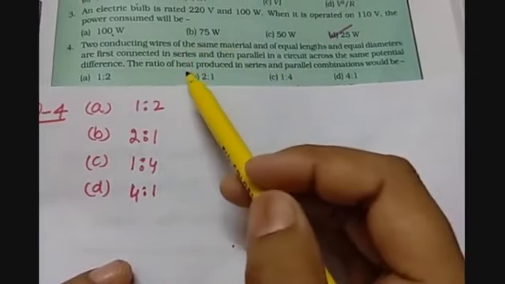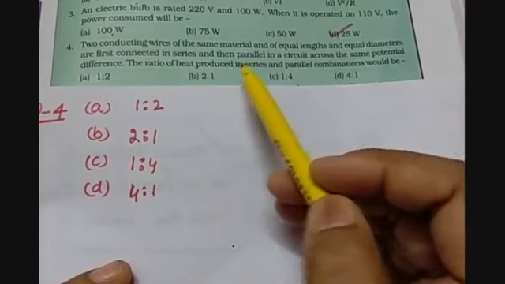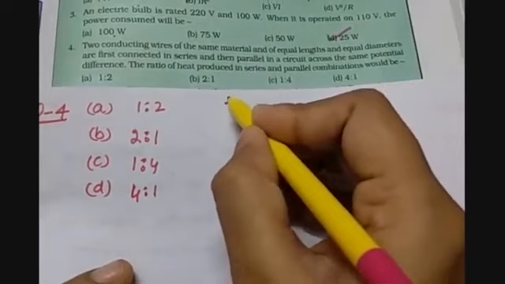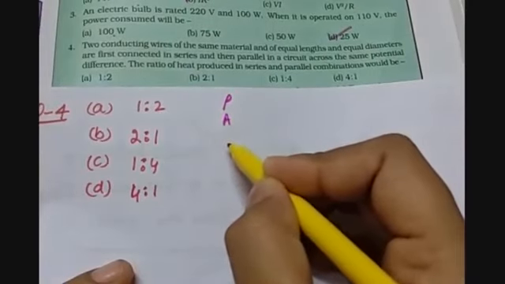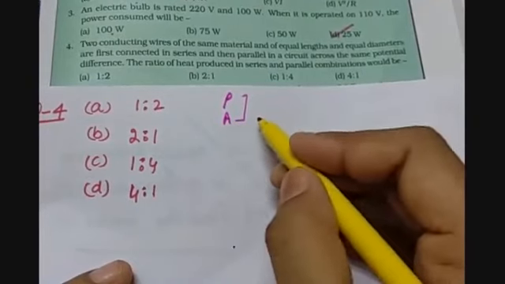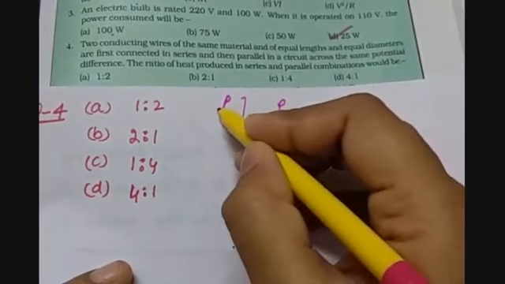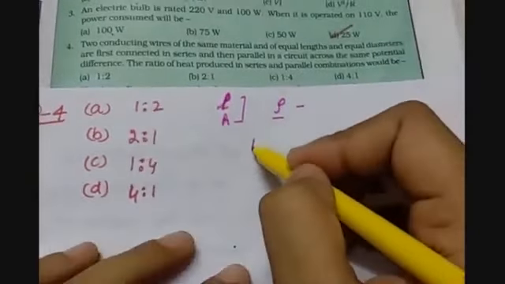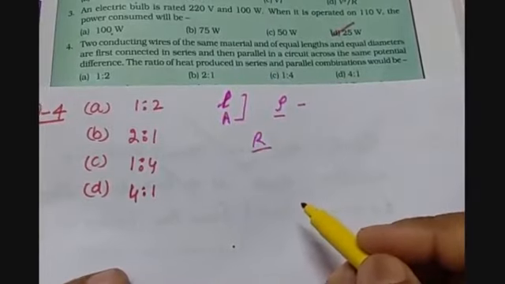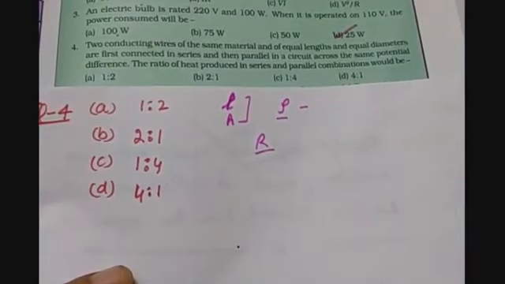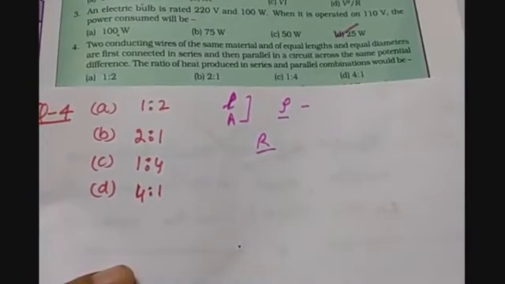In the question we have been provided that same material, equal length, equal diameter, that means length and area of cross section are the same, and resistivity will also be the same as the material is the same. So what is changing? Only R, and that too in series and parallel. First we have to calculate the heat produced in series and parallel, and then find the ratio of that.